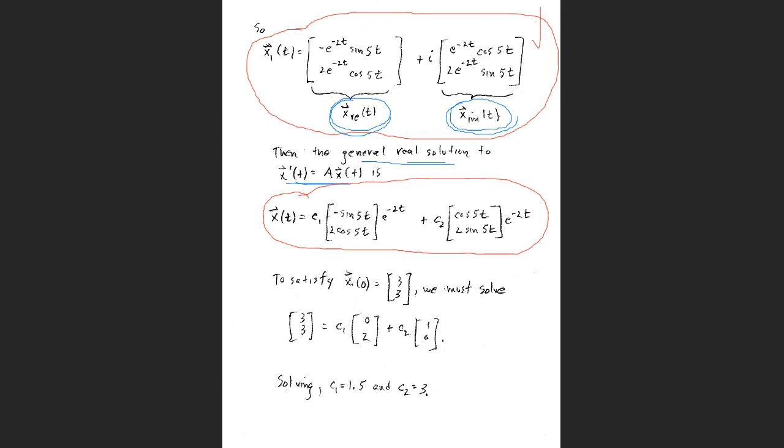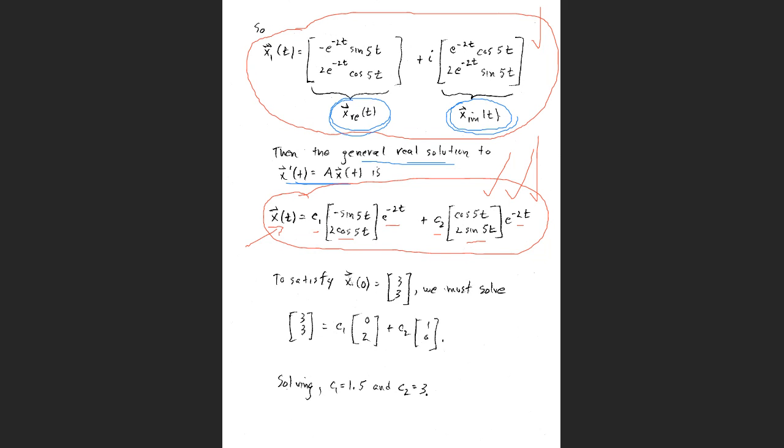The real solution, x of t, to the linear system of differential equations is equal to c1 times the vector with components negative sine of 5t, cosine of 5t, times e to the negative 2t, plus c2 times the vector with components cosine of 5t and 2 sine of 5t, times e to the negative 2t.